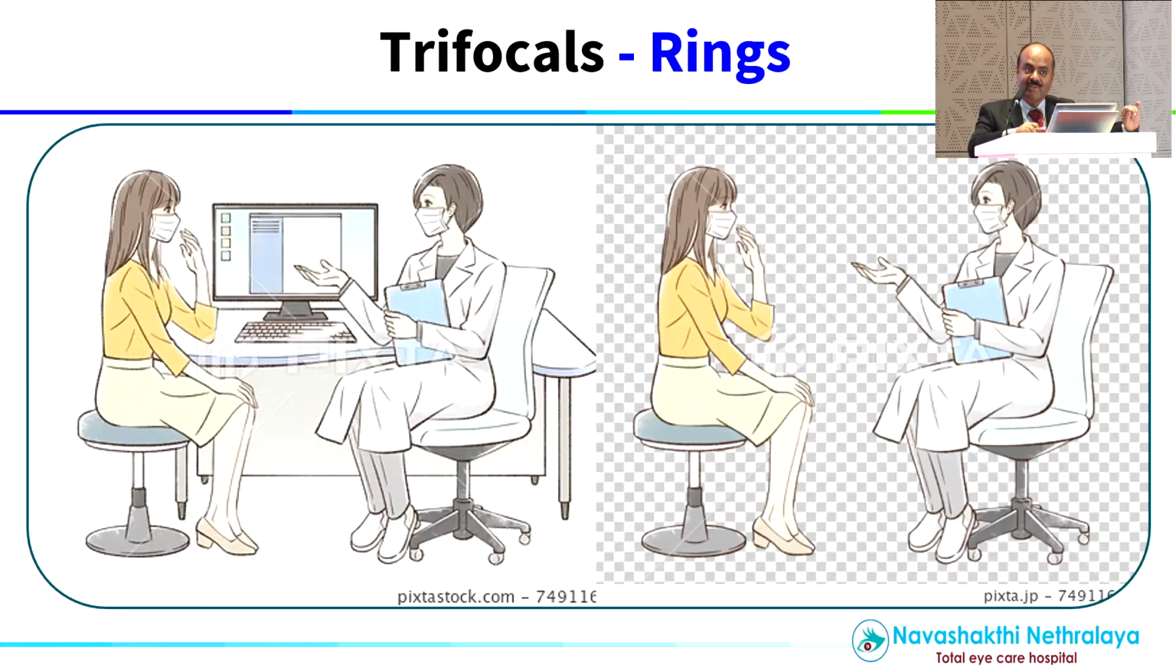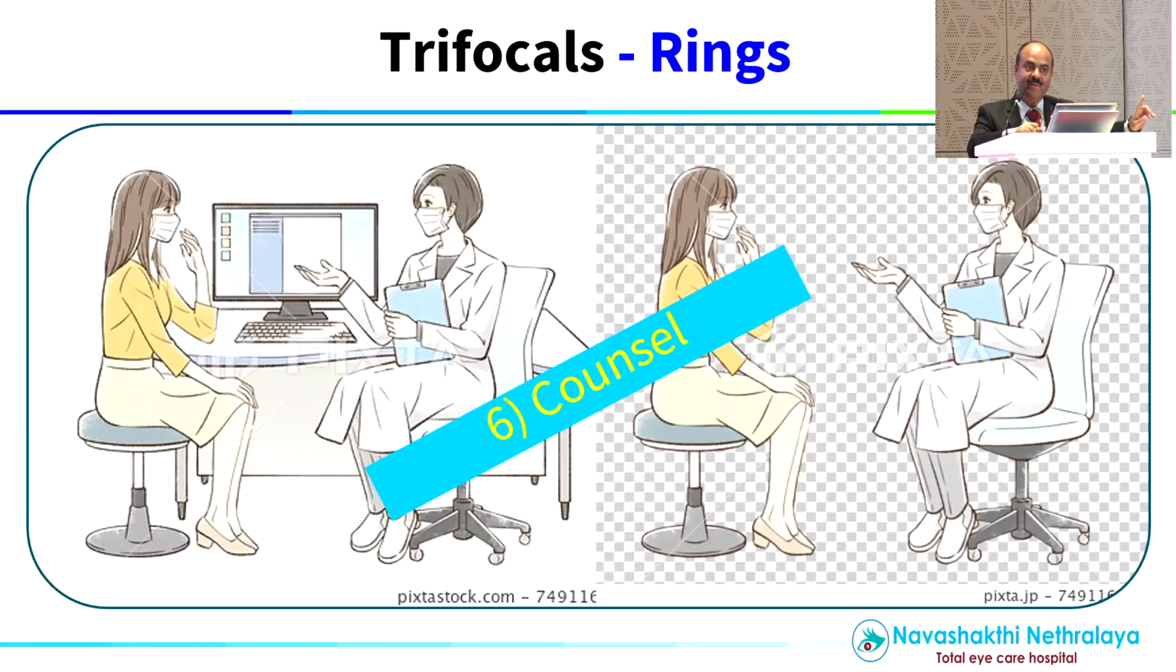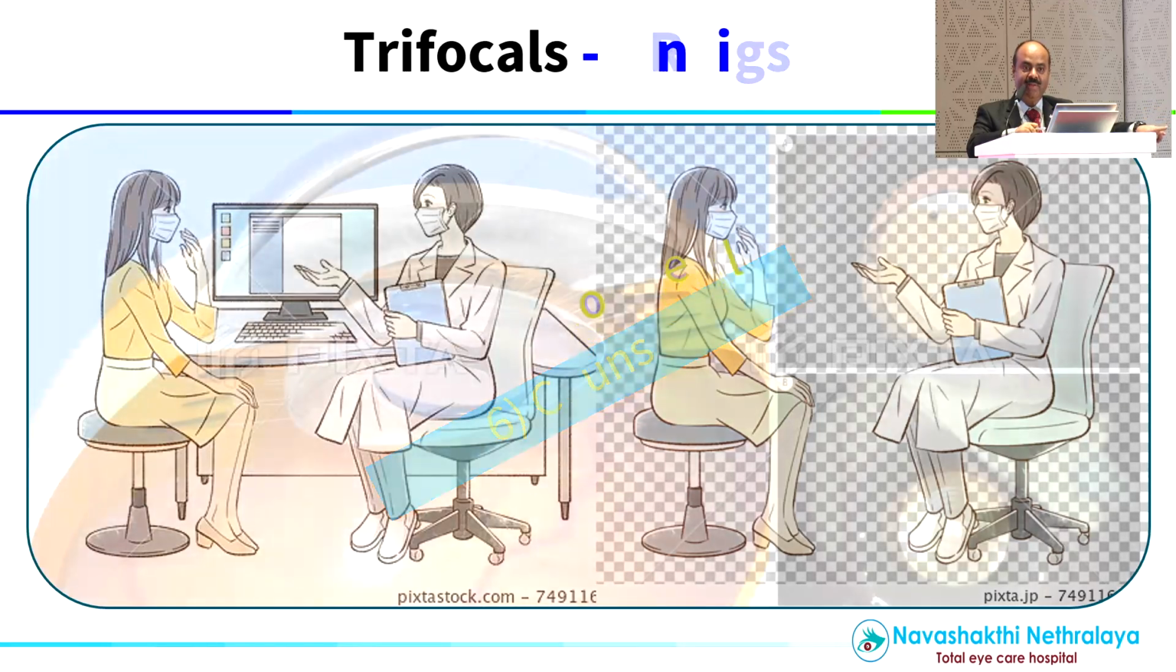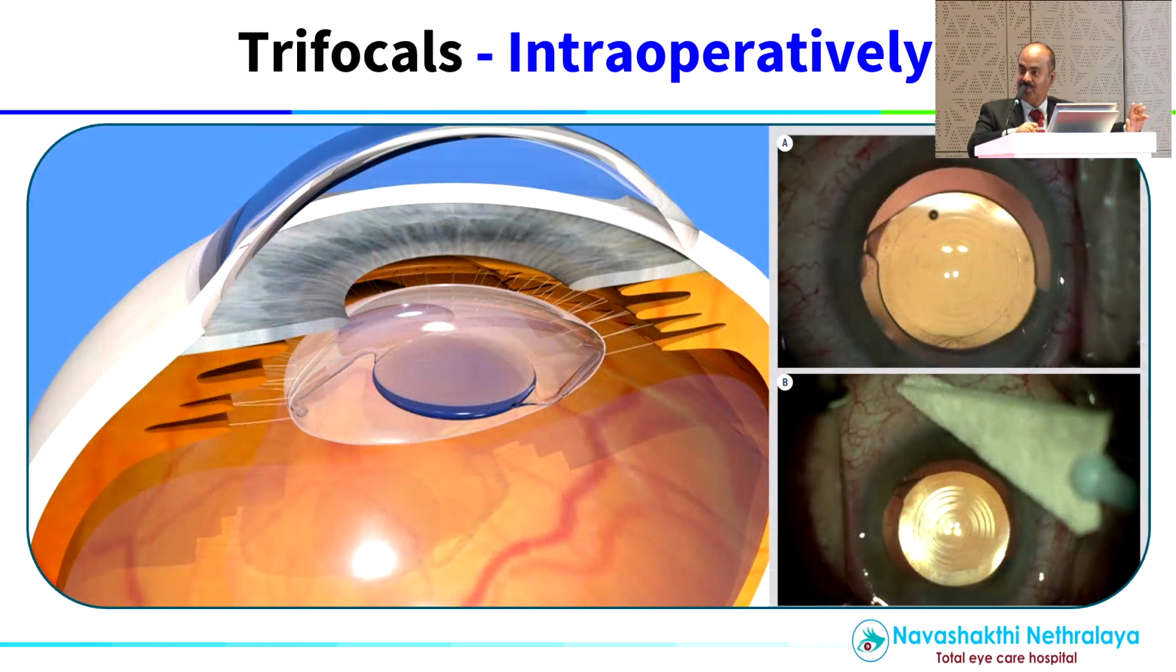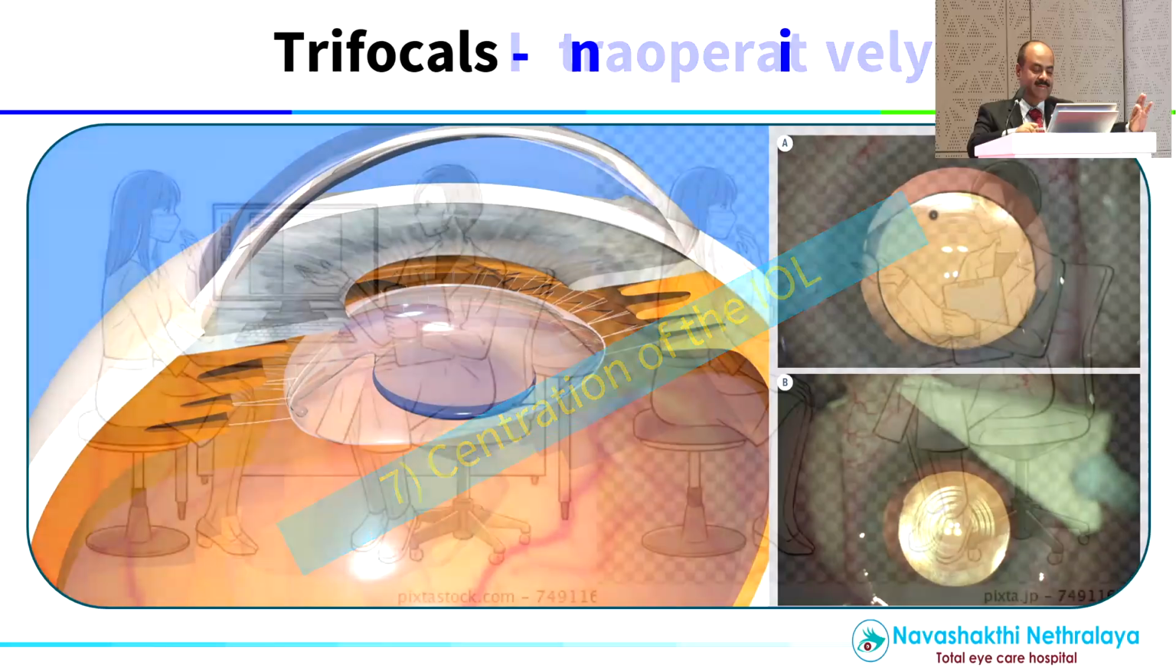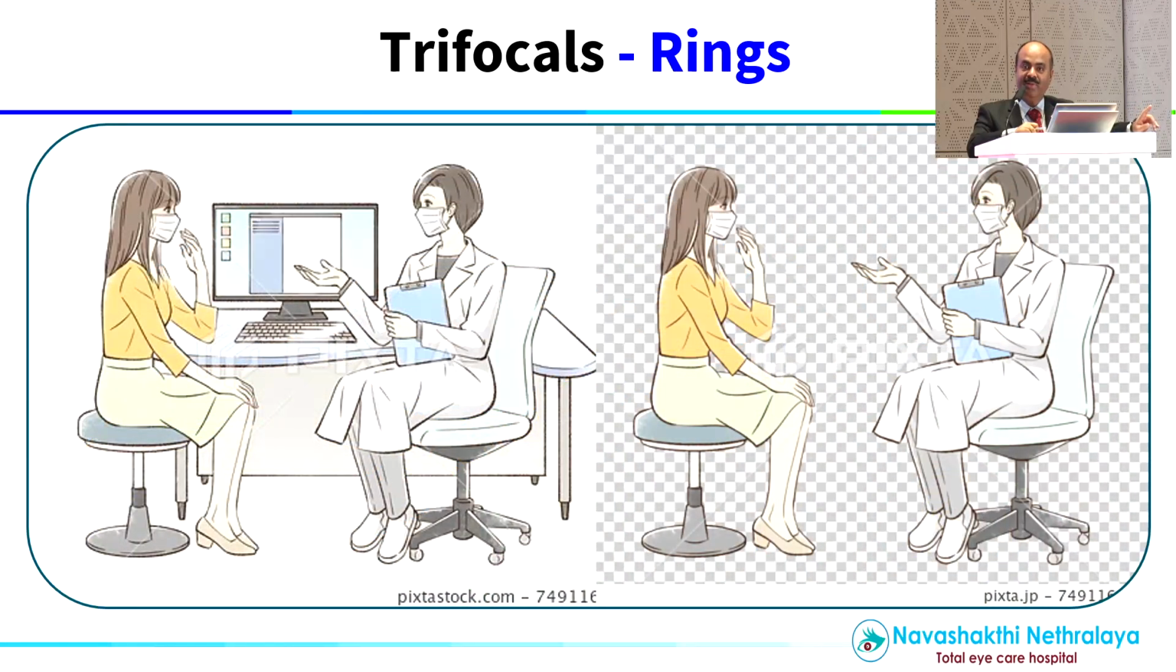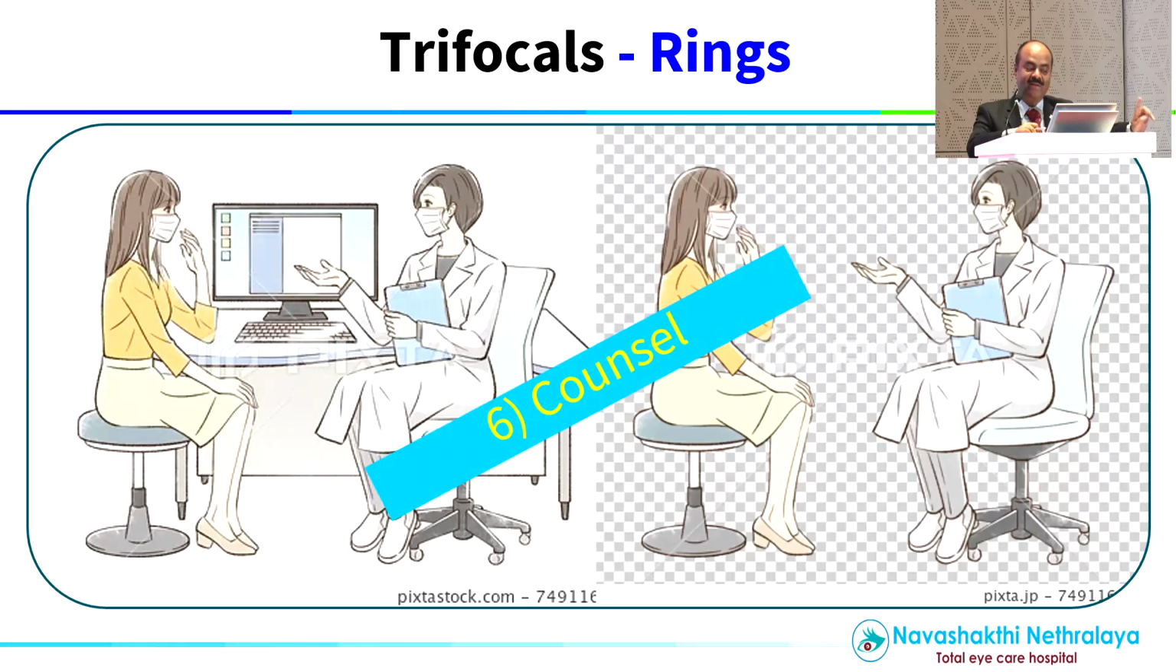The problem with trifocals or any advanced thing is the rings, the dysphotopic effect. What do we do for that? Pre-operatively counsel them, tell them that they are going to have these rings. And intraoperatively, as very clearly shown by my previous speakers, look for that centration. Make sure it's on the center of the lens that you place, and then complete the surgery. Post-operatively, the patient is going to complain about rings, no problem. What do I tell here? If you are seeing the rings, that means this lens is working.